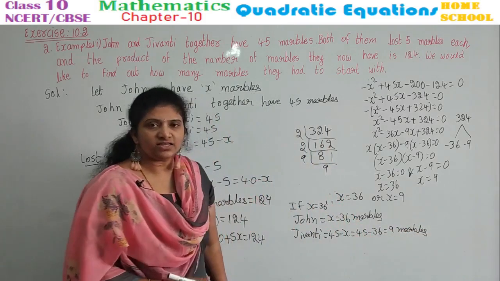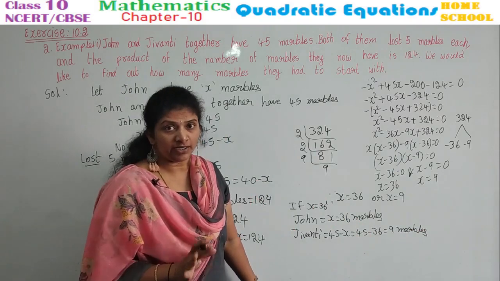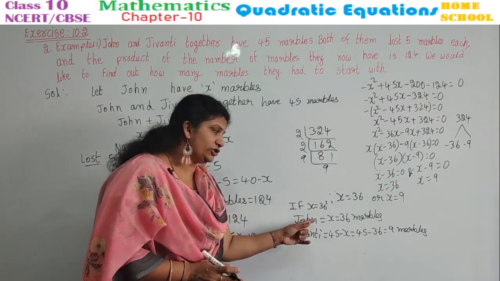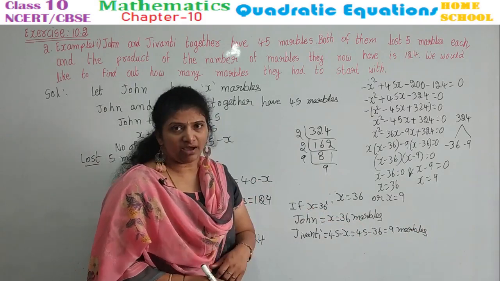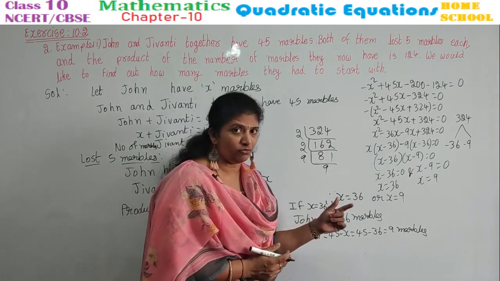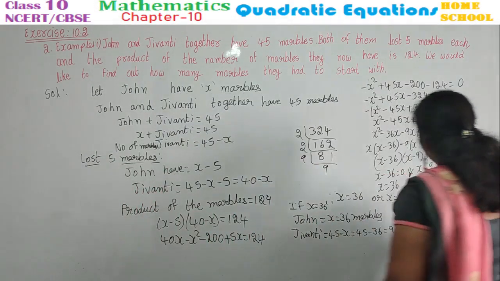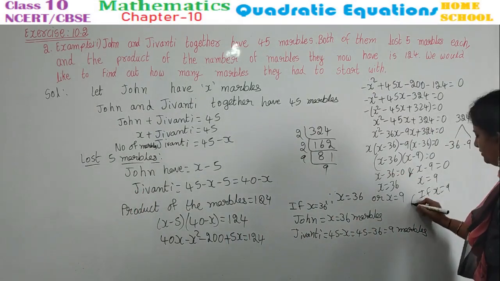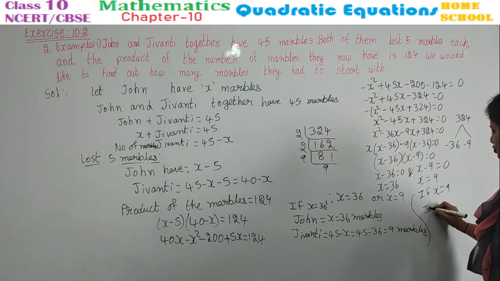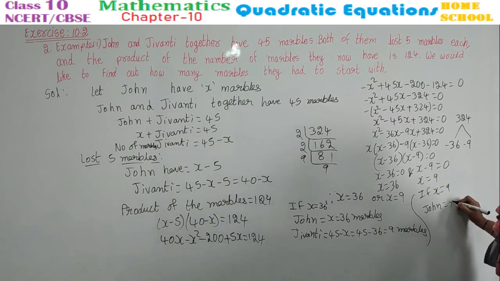So is your answer completed? No, it's not completed. If I take John had 36 marbles, Jeevanti might be having 9 marbles. And one more case I am going to take here. What is that? If x is equal to 9. If x is equal to 9, then John have 9 marbles.